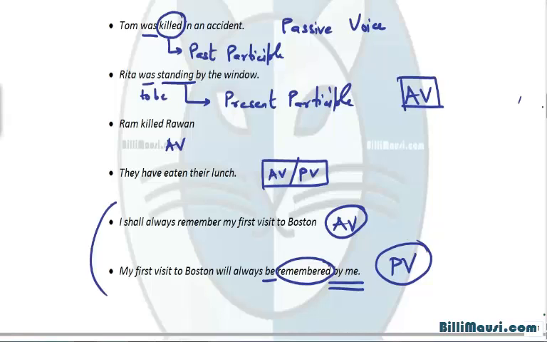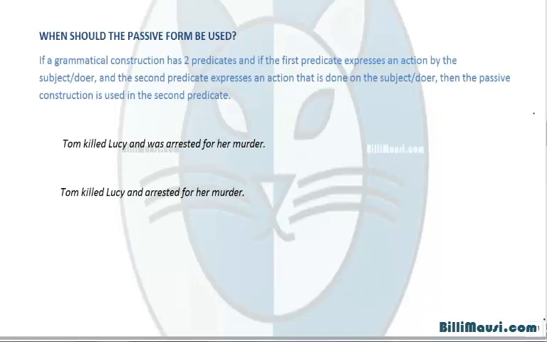But passive voice is not always wrong. There are a few instances where you'll see that passive voice is necessary and cannot be avoided. So when should the passive voice form be used? We'll just analyze. Let's see. You have two sentences here.